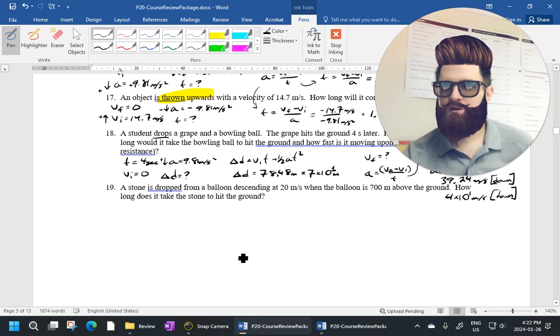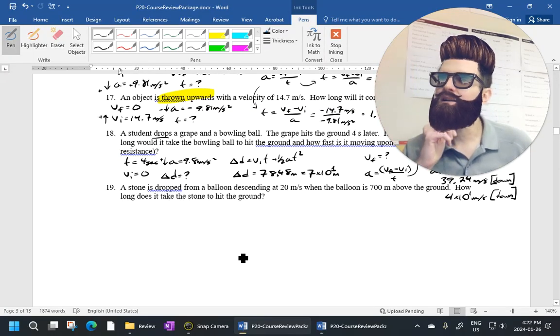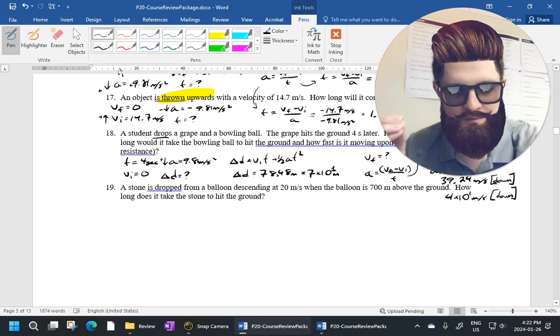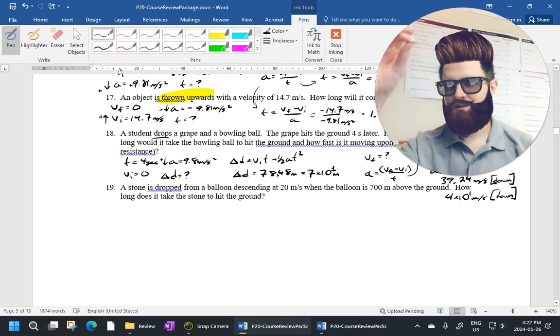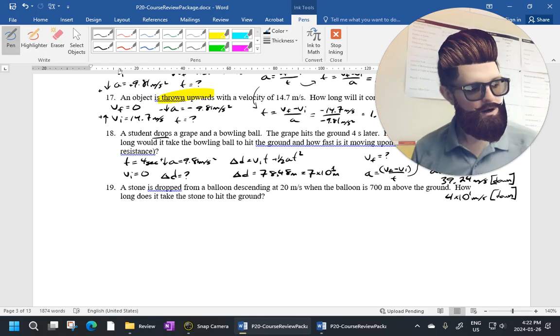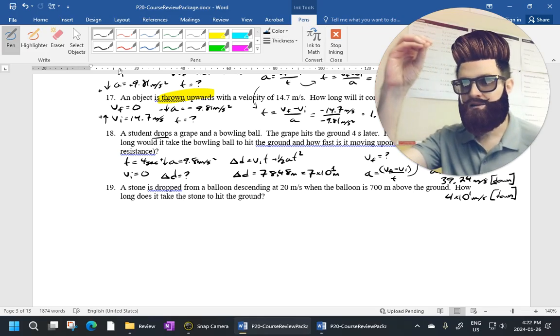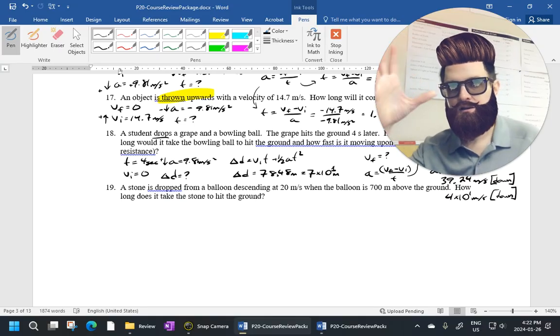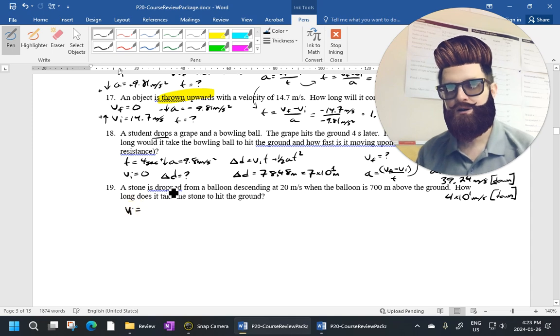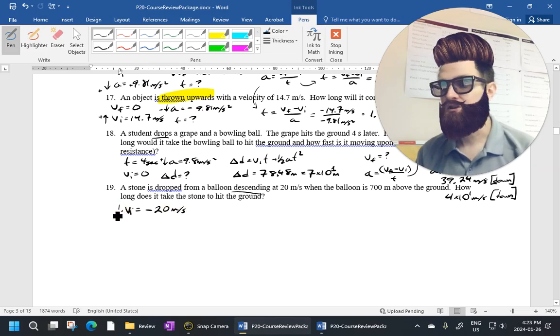A stone is dropped from a balloon that was also descending at a certain time, right? So because the balloon was descending, if I'm on this balloon, and the balloon is moving downwards when I let go of the coin, the coin was initially also moving downwards too, because it was in my hand, and I was moving down. So when I let go of it, the coin was also moving down. So my initial velocity, even though I said dropped, because the balloon is descending, my initial velocity is initially down.